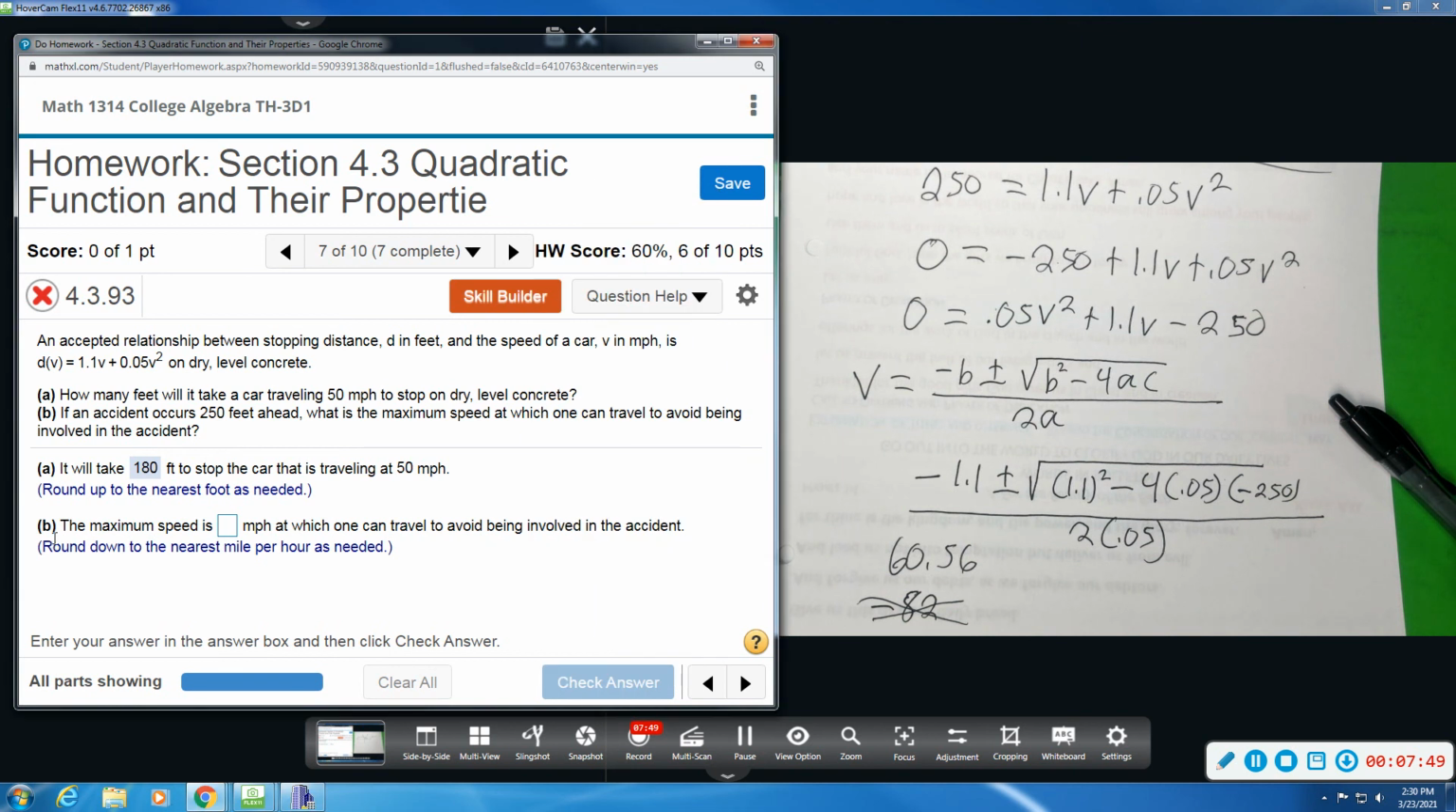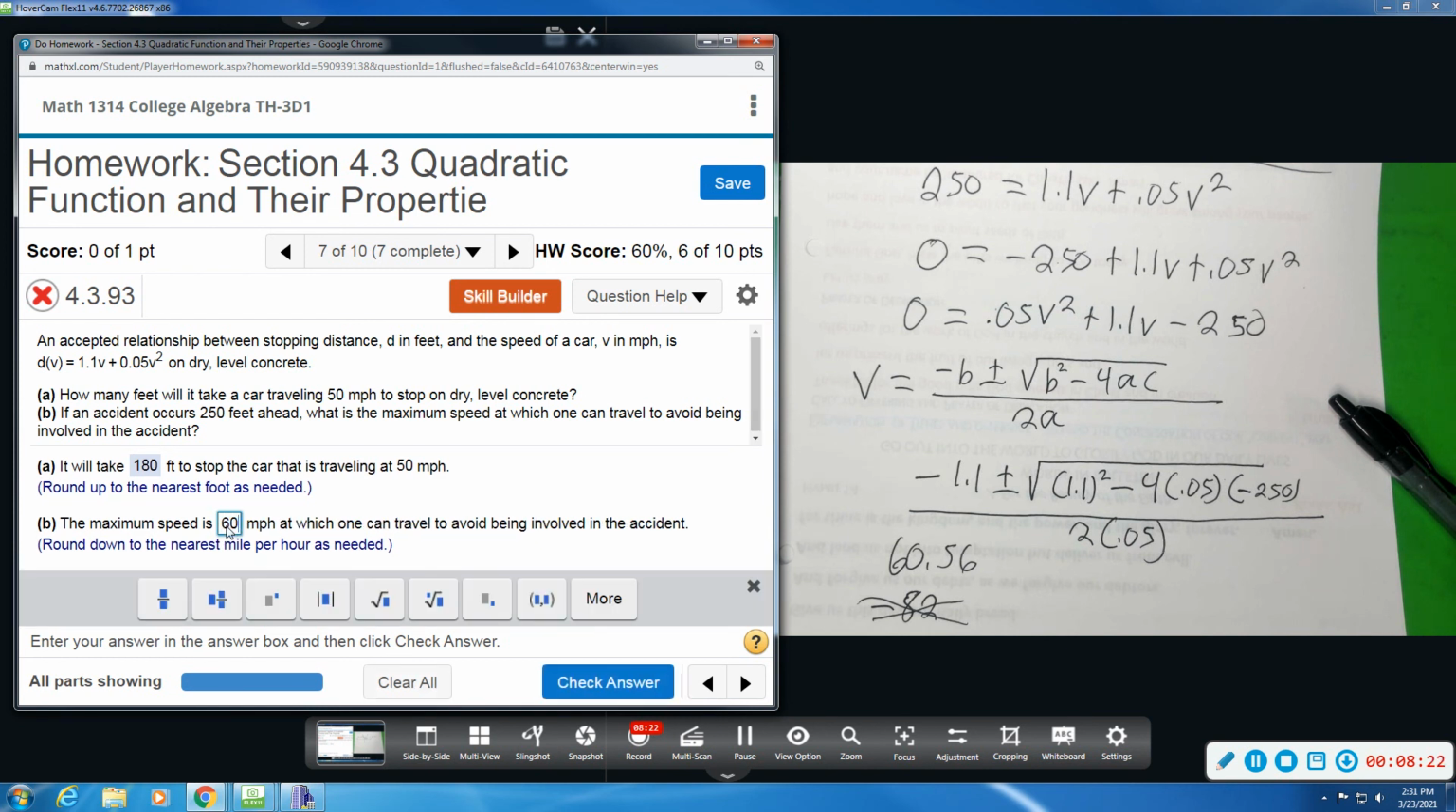Okay, so 60.56. Now, the directions say round down to the nearest mile. Normally we round up, so why are we rounding down? Well, if you're driving a car and you're going 60.56, you will stop just in time. If we round up to 61, we will be going too fast. We will need more than 250 feet, and we will crash. So if I round down to 60, that's why we round down, we will have enough time to stop just before we crash. So 60 miles per hour is what we need here.